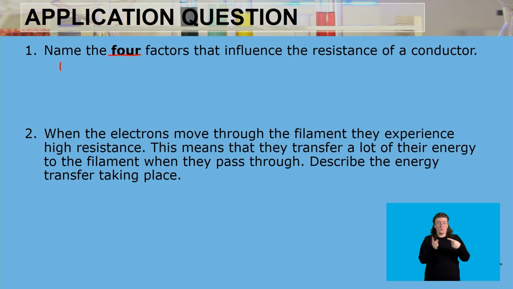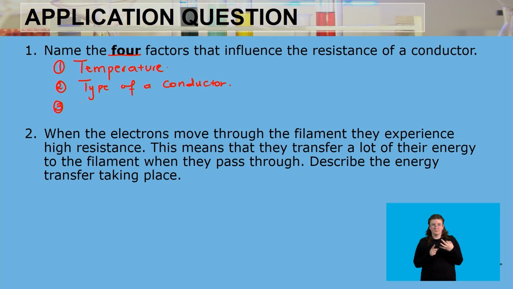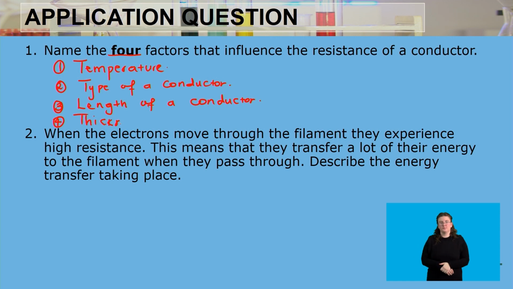Now those 4 factors are, in no particular order, number 1, we have temperature, number 2, we have type of a conductor or type of the material, number 3, we have the length of a conductor, and the last one is the thickness of a conductor.